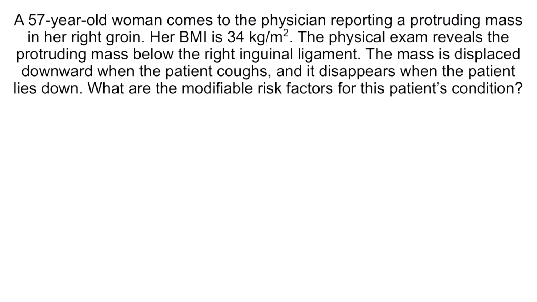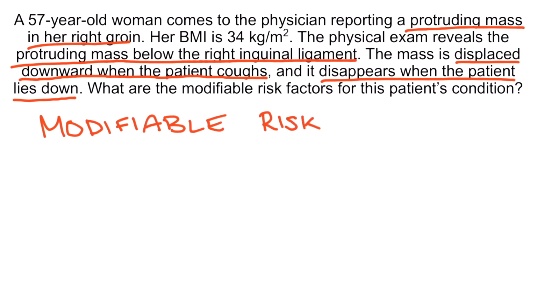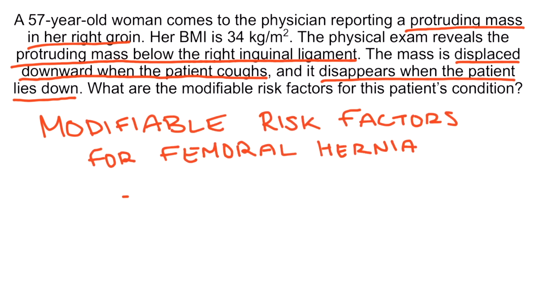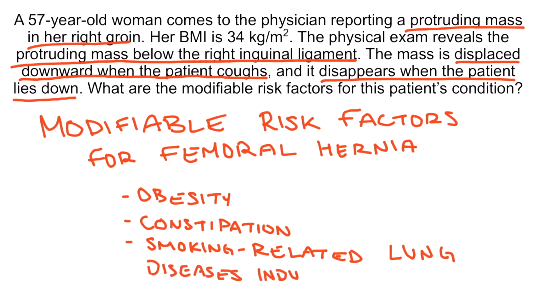The woman presents with the protruding mass in her right groin. The physical exam reveals the protruding mass below the right inguinal ligament. The mass is displaced downward when the patient coughs, and it disappears when the patient lies down. All these clues point to the diagnosis of a non-incarcerated femoral hernia. The modifiable risk factors for femoral hernia include obesity, constipation, and the smoking-related lung diseases inducing cough.